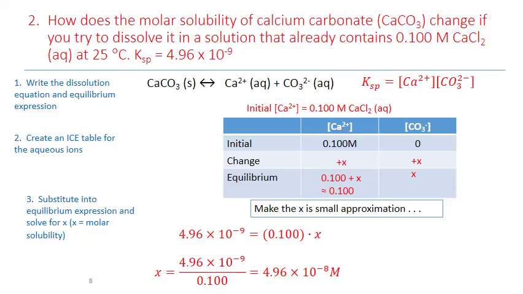Before we move on, we should just check our assumption that saying x is small relative to our initial concentration was appropriate. So we divide our x value by the initial concentration of the calcium and multiply by 100. And as long as we are below 5%, then our assumption can be considered valid. And of course, 4.96 times 10 to the negative 8th divided by 0.1 times 100 gives you 4.96 times 10 to the negative 5th percent, much less than 5%. So our assumption is valid.